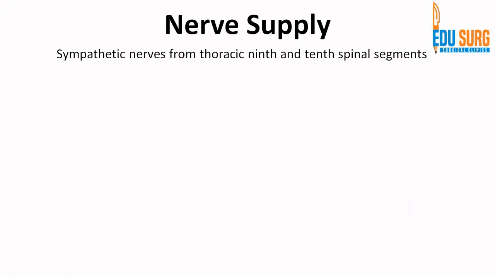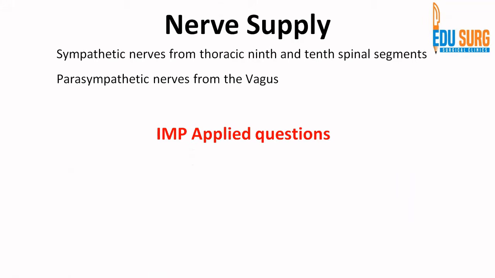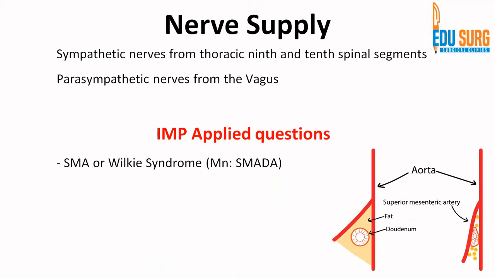Now the nerve supply: the sympathetic nerves are from the thoracic 9 and 10 spinal segments. Parasympathetic nerves are from the vagus. So that is something that covers the arterial supply, venous drainage, lymphatics, and the nerve supply of the duodenum. Now coming to some important applied aspects, and these are very commonly asked questions, so remember all of them. You can get confused sometimes in what the examiner is asking, so that is something that you need to understand.